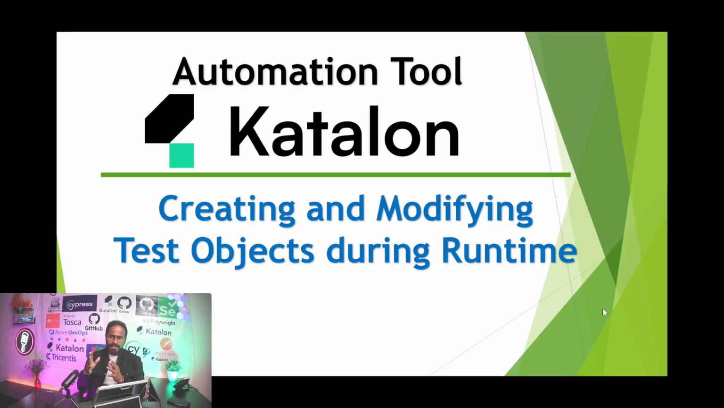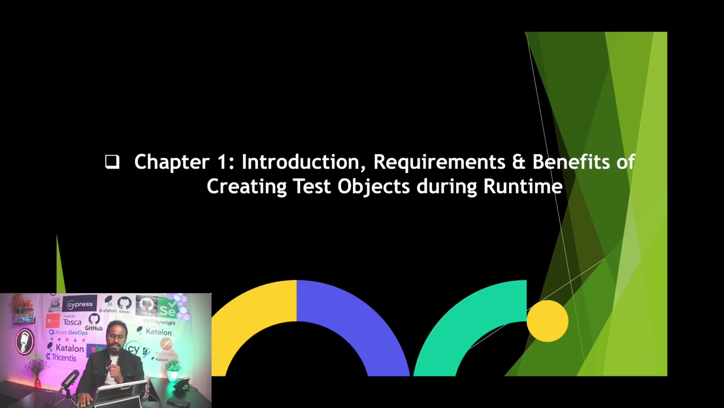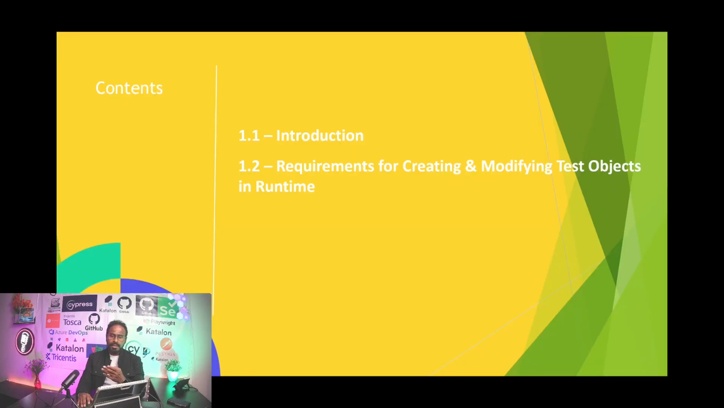As part of this particular lesson, I'm going to teach you how we can create and modify test objects during runtime by using Katalon Studio. I'm going to cover 3 different chapters. The first chapter is Introduction, Requirements and Benefits of Creating Test Objects During Runtime. This covers 3 different sections. First section, introduction, the second one, requirements for creating and modifying test objects in runtime, and then benefits of creating and modifying the test objects during runtime.